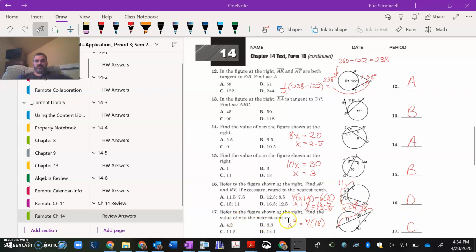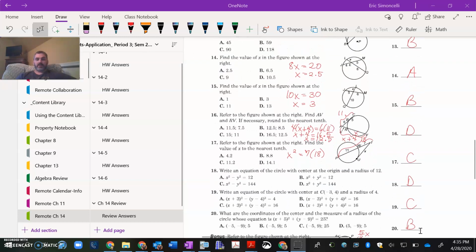Number 17, refer to the figure shown at the right, find the value of x to the nearest tenth. This is a tangent secant situation. We don't know the tangent value, but we do know the secant in full as well as its respective parts, inside and outside the circle. 11 plus 7, of course, is 18. I've got 7, which is the external secant segment. I've got 18, which is the full secant. And then I can equate that, the product of which equated to x squared, right? The tangent squared, if you remember. If you do 7 times 18 and take the square root of both sides of that equation, you end up with 11.2, roughly speaking. And the answer, therefore, is letter C.